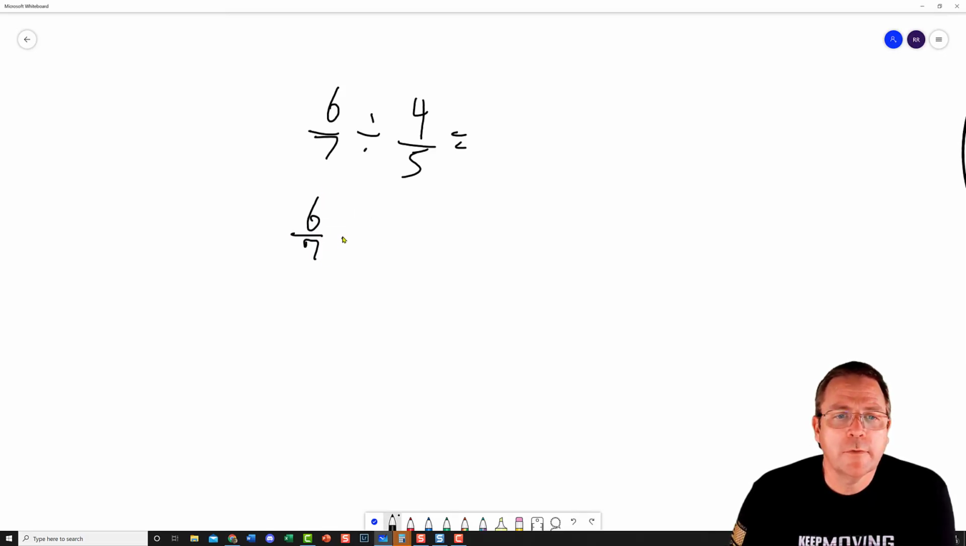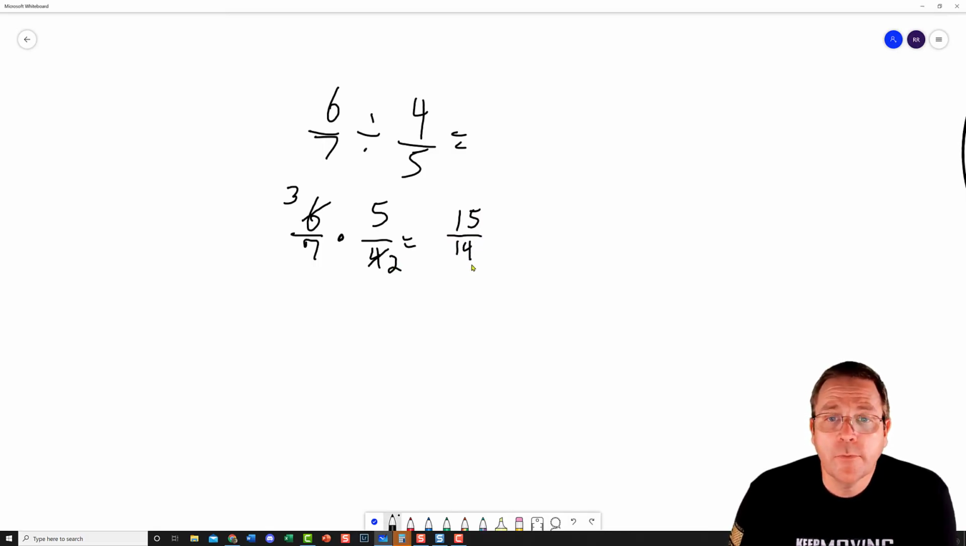6/7, change division to multiplication, take the reciprocal of the second number, 5/4. Now we're going to simplify. I can see my 6 and my 4 simplify. 2 goes into 6 3 times. 2 goes into 4 2 times. That's all that's going to simplify here. 5 times 3, that's going to be 15. 7 times 2, that's going to be 14.